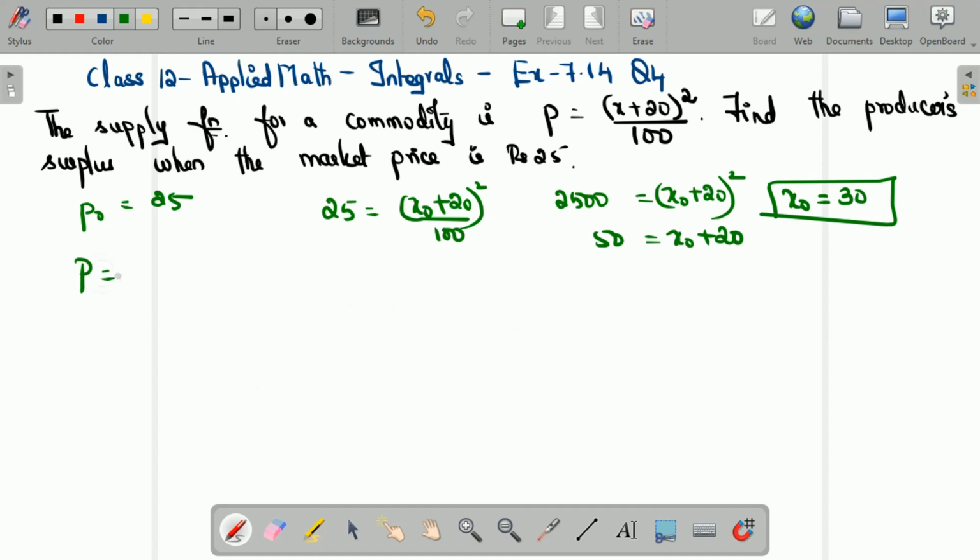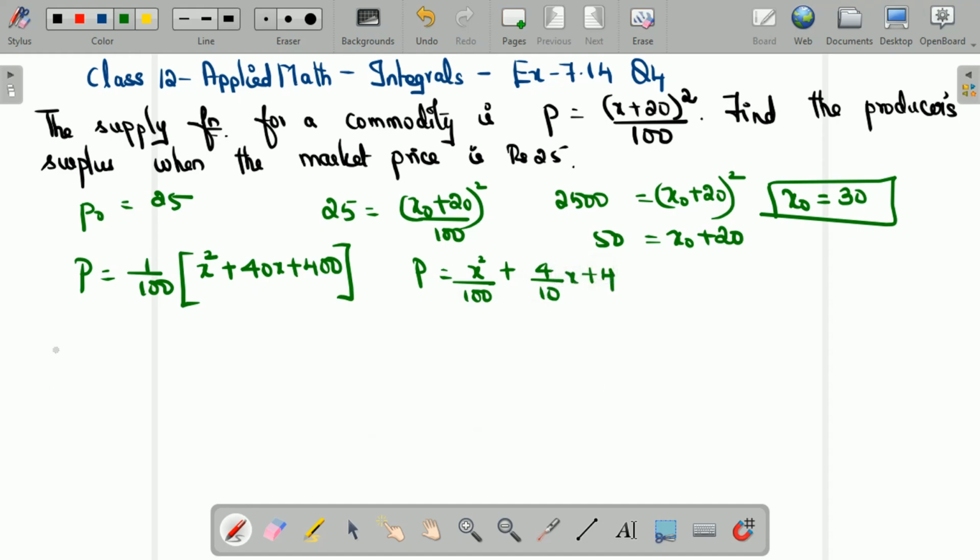So P is going to be equal to, to make it easier, I'm going to do 1 by 100 into the integral of, this is x squared plus 40x plus 400. So this is nothing but P is equal to x squared by 100 plus 4 by 10 x plus 4.